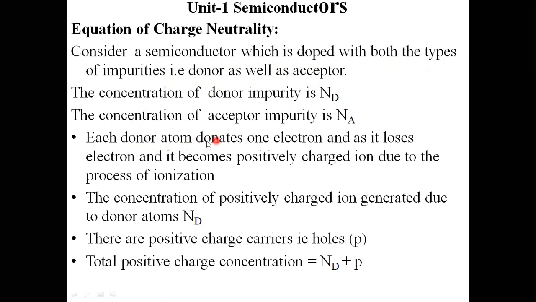Each donor atom donates one electron, and as it loses that electron, it becomes a positively charged ion. If that atom donates one electron, it will become a positively charged ion due to the process of ionization. Why? Because it is losing one electron from this atom. Therefore, it will become a positively charged ion due to the process of ionization.